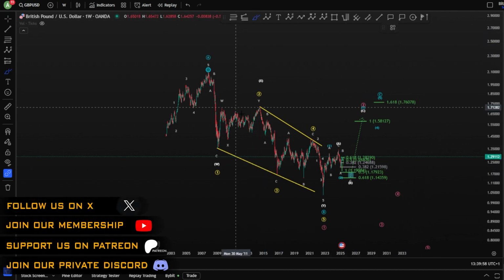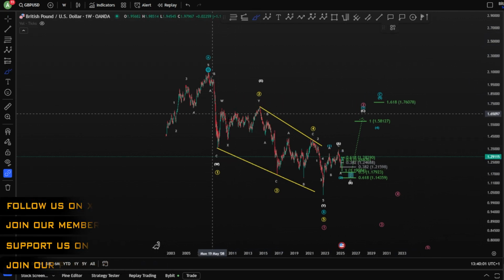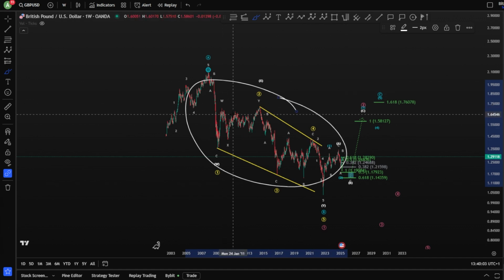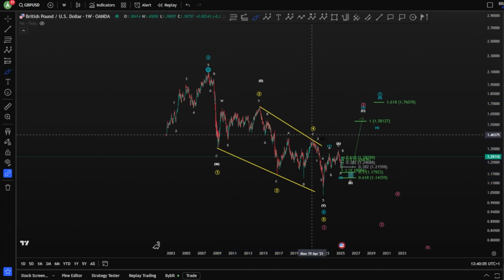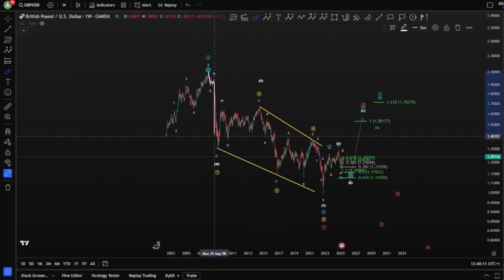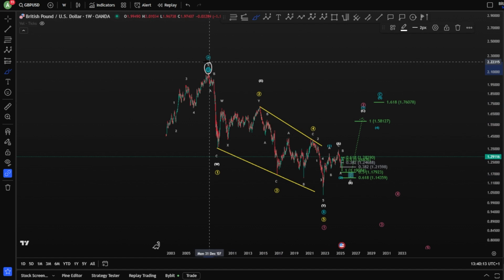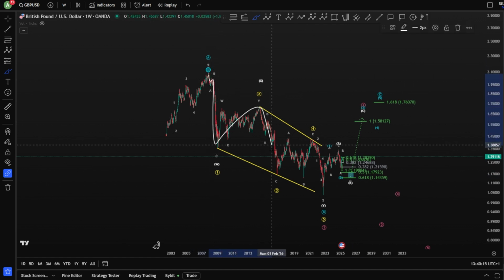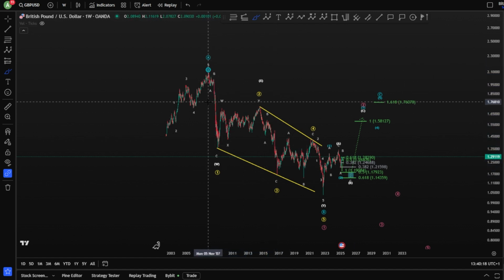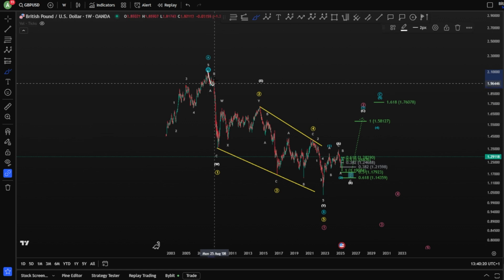Starting here on the weekly chart, we're looking of course at our bullish and bearish scenario overview to see where we are heading for the GBP. As you can see, we have an impulse toward the upside, and then crashing toward the downside, where the market found psychology here. And that was of course the 2008 crash, right?